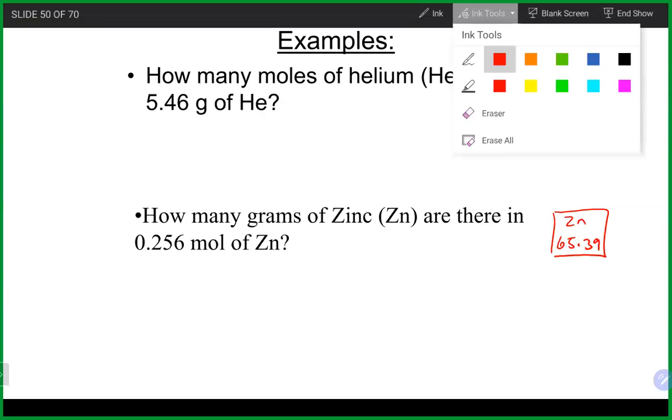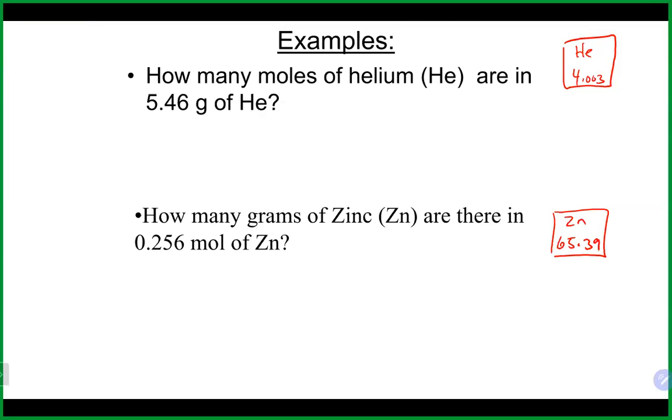Okay, let's take a look. First off, we want to think about the problem and think about a good pathway to get us to where we want to go. In the first one, we want to know how many moles of helium are there in 5.46 grams of helium. So the first question is, do I need Avogadro's number here? I do not need Avogadro's number, as there is no mention of atoms or molecules. We're not trying to find them, or we're not given a number of them. So we throw Avogadro's number out the window.